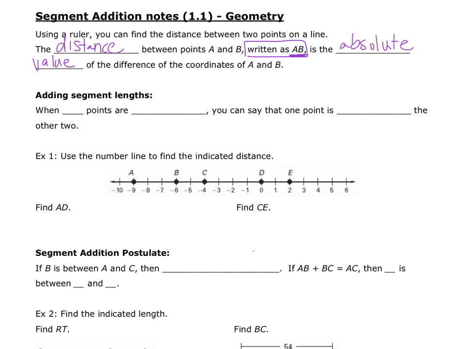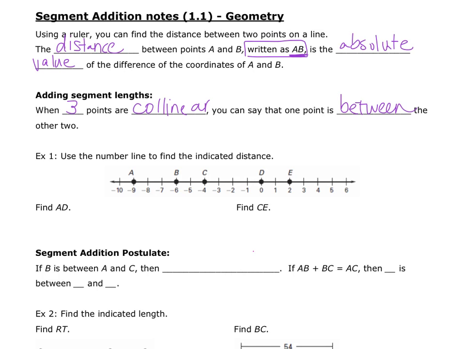What this looks like is when we are adding segment lengths together and we have 3 points that are collinear. Remember, collinear means that they share the same line, so they're on the same line together. You can say that one point is between the other two. When we say that it's between the other two, that doesn't mean that it's halfway between. It just means that it's somewhere between the other 2 points.